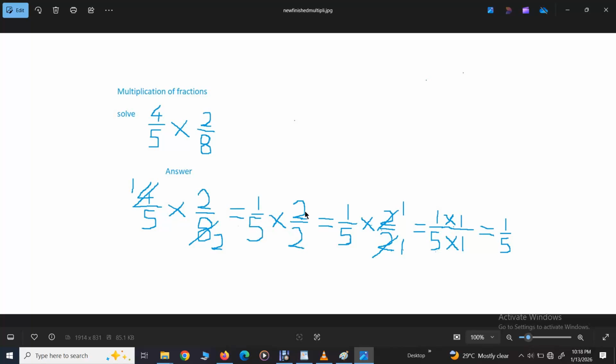Now this 2 can cancel this 2. So therefore equal to 1 over 5 times 2 cancels itself, 1. 2 cancels this 2, 1. Equal to 1 times 1 over 5 times 1. So therefore the final answer is 1 over 5. So 1 over 5 is the final answer.